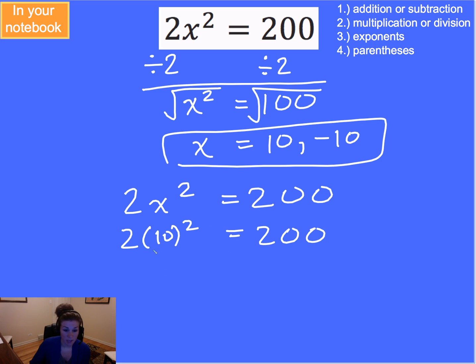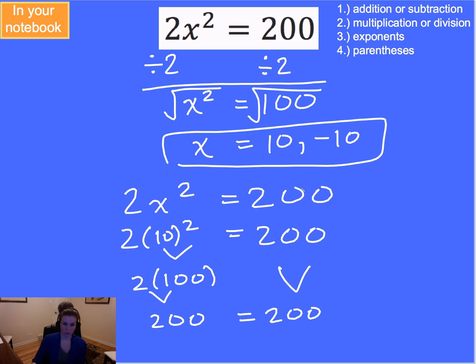On the left-hand side, be careful here. We have 2 times 10 squared. I need to do the exponents first, so I'm actually doing 10 squared first, which is 100. Then I do the multiplication, that's 200. On the right-hand side, I already have 200. These are equal, so that's correct.